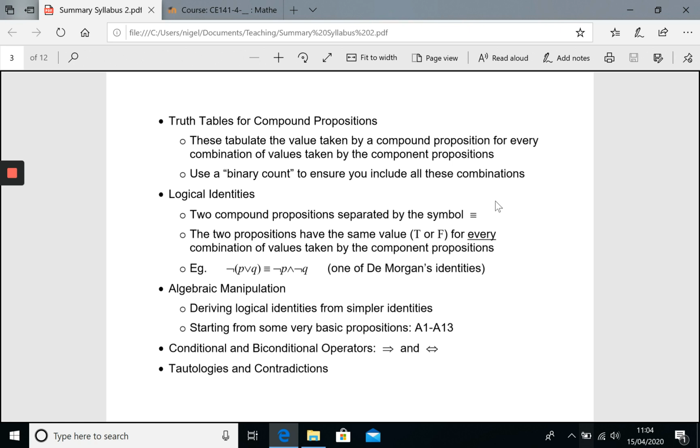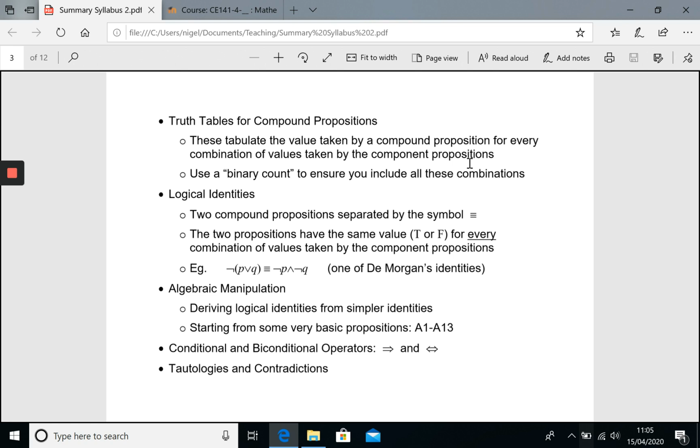The standard thing is to start with columns for each of the component propositions and to go through all possible combinations of component propositions. It's quite helpful to do this systematically by using something like a binary count. For example, if there are 3 component propositions, P, Q, and R, then the values can be taken in the order false, false, false; false, false, true; false, true, false; false, true, true, and so on, like a binary count. Or you could start from true, true, true, and then go to true, true, false, and so on.